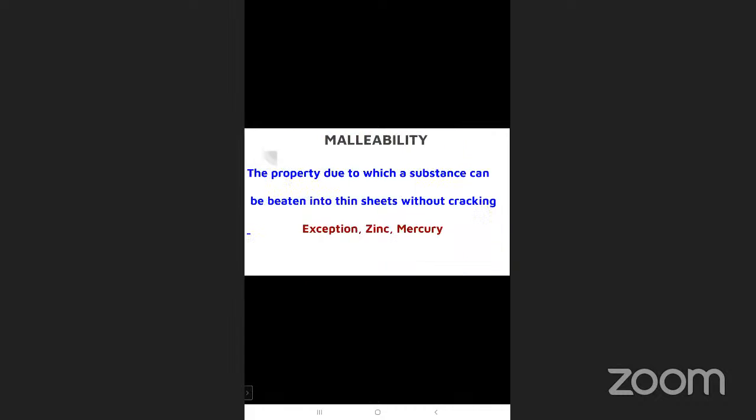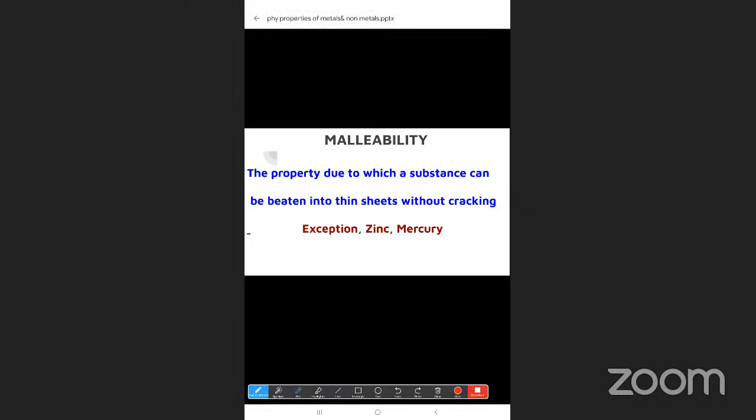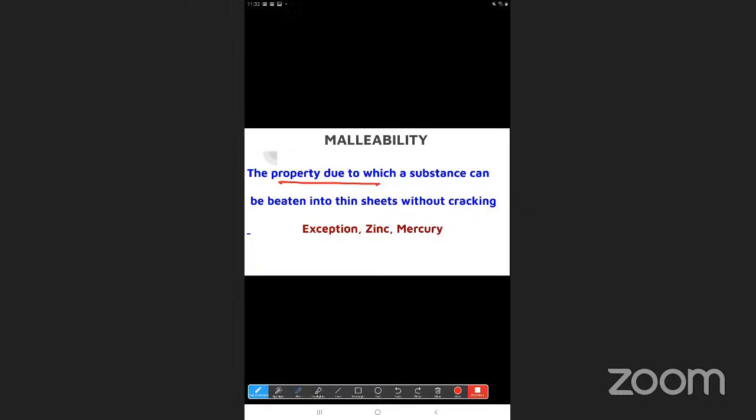So here, the malleability property: the property due to which a substance can be beaten into thin sheets without cracking. This is known as malleability.